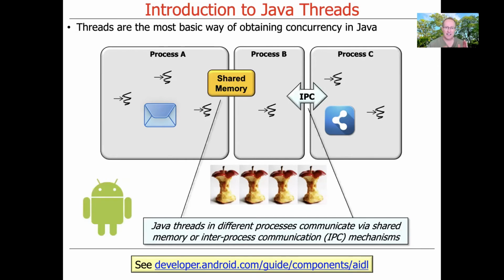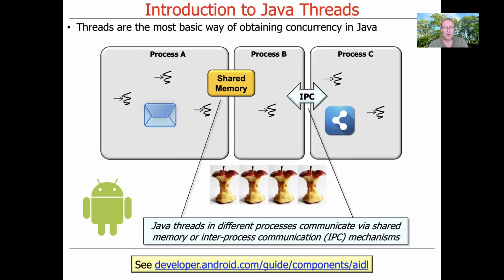If you have threads in different processes on the same machine, or to some extent on different machines, depending on the configuration you're using, there's other ways to communicate between them. So if you have two threads in different processes on the same machine, then you can use shared memory. Java doesn't really have support for shared memory, but Android does. And so you could use Android's shared memory mechanism, which is called ashmem, for Android shared memory.